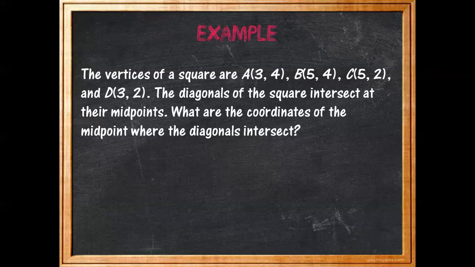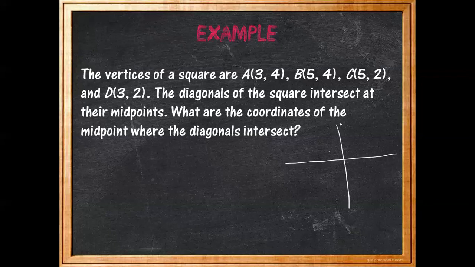The vertices of a square are A (3, 4), B (5, 4), C (5, 2), and D (3, 2). The diagonals of the square intersect at their midpoints, and we want to know what are the coordinates of the midpoint where the diagonals intersect.